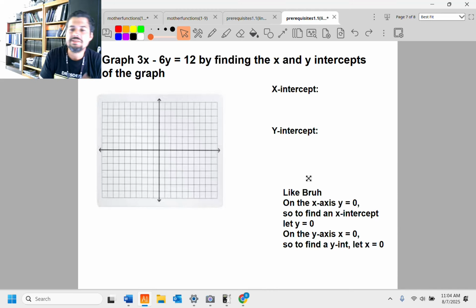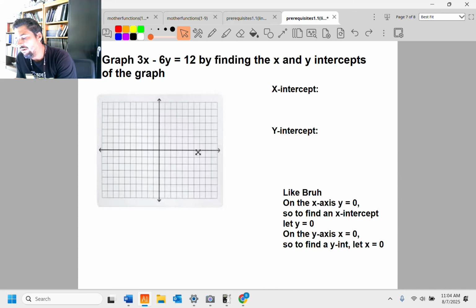On the y-axis, x is 0. So to find a y-intercept, let x equal 0. So think about that. On the x-axis, y is 0. On the y-axis, x is 0. That's how you find the intercepts.